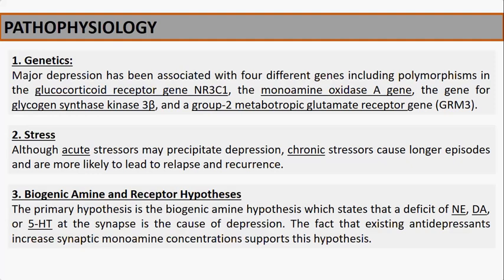Also the second gene is the monoamine oxidase A gene. And also we have the glycogen synthase kinase 3 beta, and the last one is the group 2 metabotropic glutamate receptor gene. So we have these 4 genes, and they are found that polymorphism in these 4 genes are associated with the development of the major depressive disorders. The second factor is the life stressors.